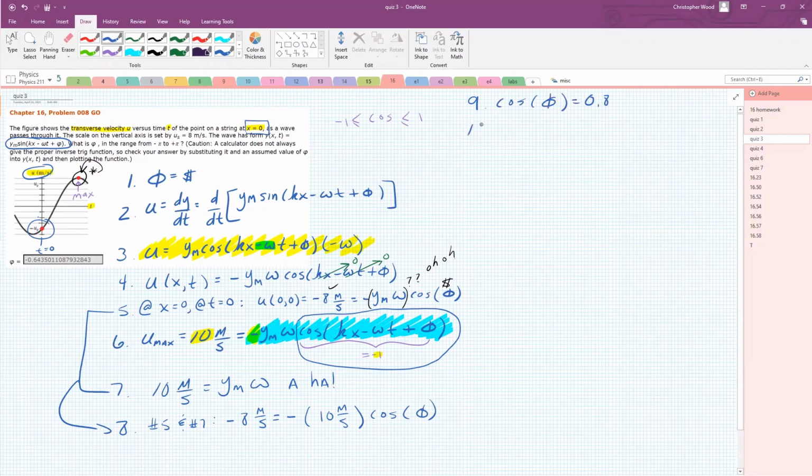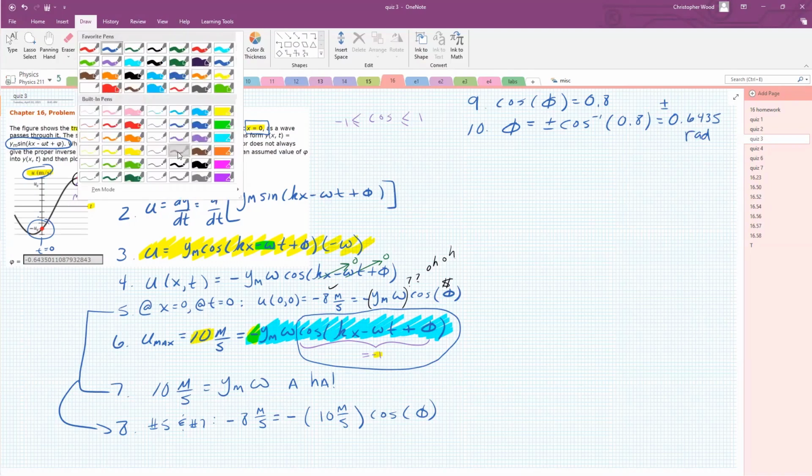And you know what that means? Phi is going to equal plus or minus arc cosine of 0.8. And that equals, calculator says inverse cosine of 0.8 is 0.6435. Make sure you're in radian mode. 0.6435 radians, plus or minus. So we have to find out, is it plus or minus? In fact, we should talk about why it is plus or minus?